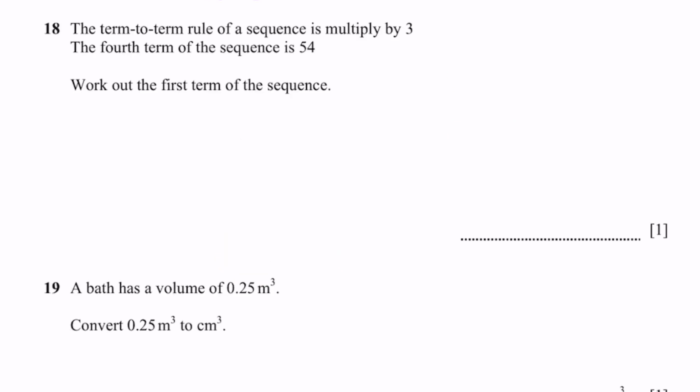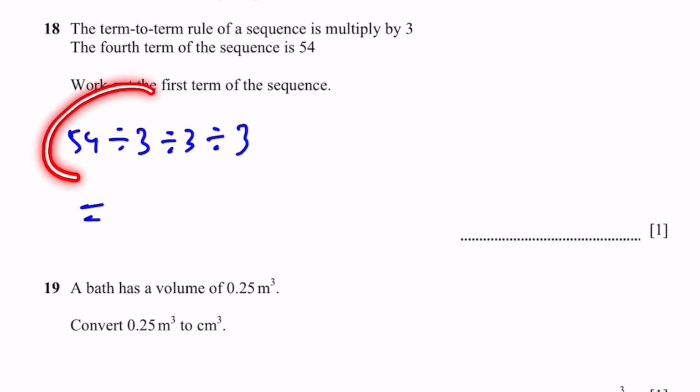Question 18. The term-to-term rule of a sequence is multiply by 3. The fourth term is 54. Work out the first term. For this, we simply have to divide by 3 three times. 54 divided by 3 is 18, 18 divided by 3 is 6, and 6 divided by 3 is 2. So the first term is 2.